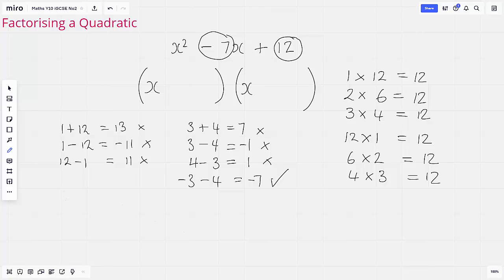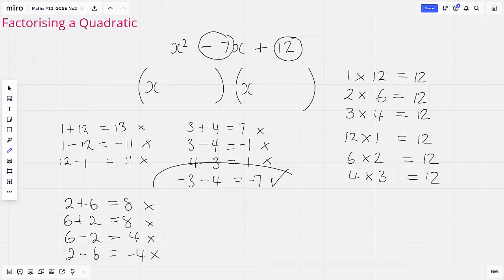Let's take the 2 and the 6. 2 plus 6 will give us 8. Obviously 6 plus 2 will give us 8 as well. But 6 take away 2 will give us 4, and 2 take away 6 will give us minus 4. All these will strike out. So the only thing we can work on is this one here. So it looks like we're going to have a 3 there and a 4 there.